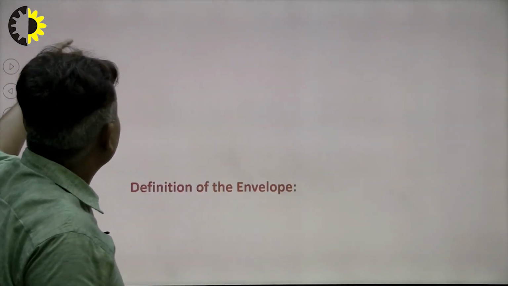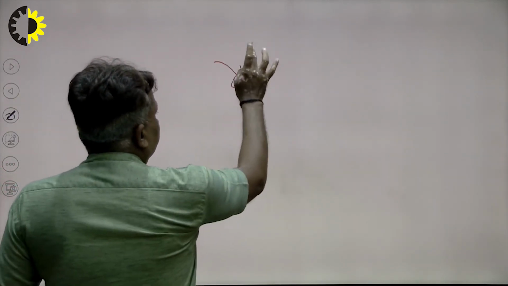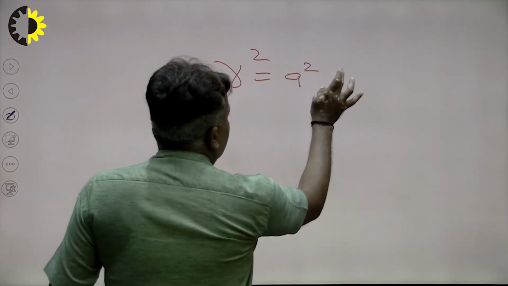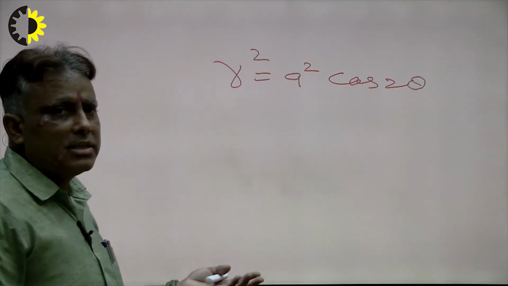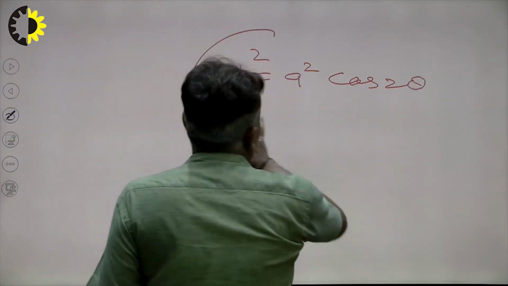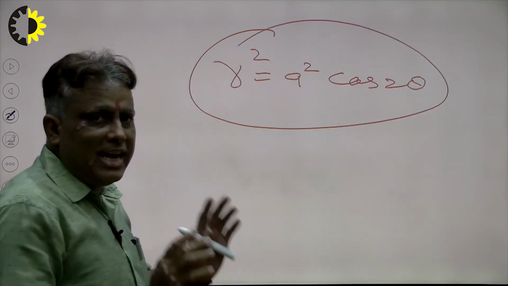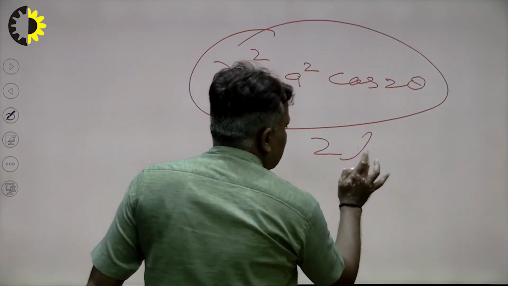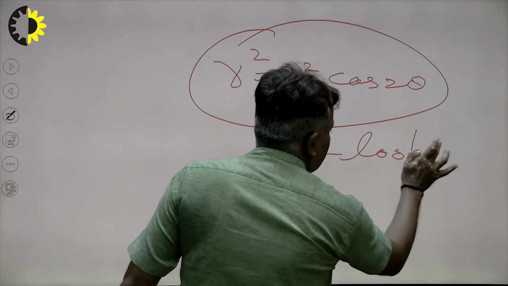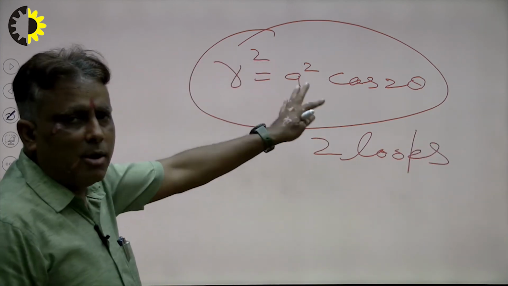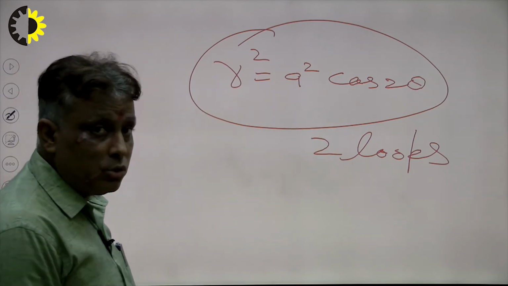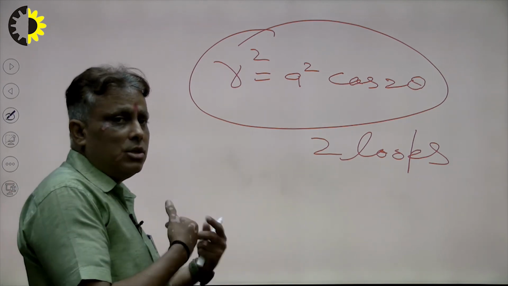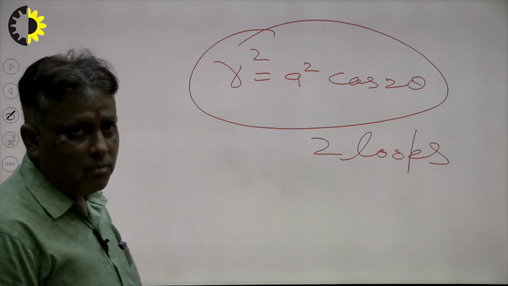Suppose I consider another problem, r square is equal to a square cos 2 theta, right? In this way we can find out how to trace. This formula is not applied here because there is a square. So there exist only two loops. First of all, this curve is symmetrical about the initial line. Without any calculation we can do it, and students can do it. If you have practice, you can draw the diagram without any calculation.